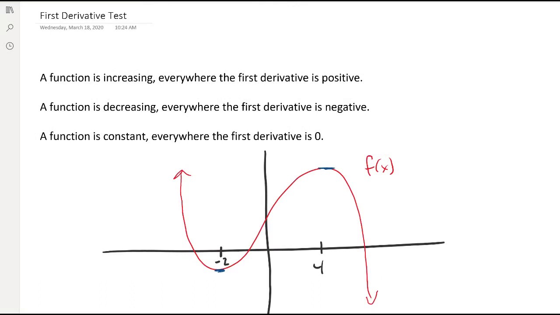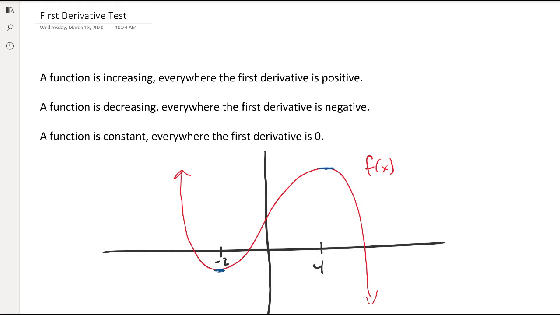Alrighty folks, in this video we're going to go over the concept of a first derivative test. So what is a first derivative test used for? It's used to help us determine where our function is increasing or decreasing, and it's also going to help us locate any local minima or local maxima of our function.